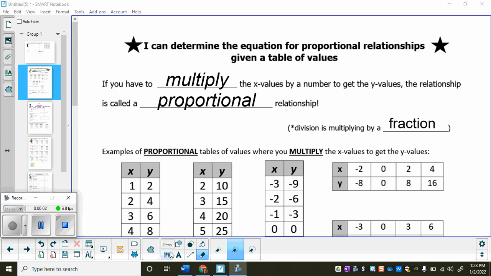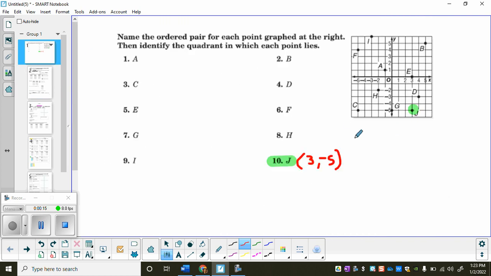Hey there, and in today's video what we're going to be looking at is a bunch of table of values where we're going to focus on ones that have multiplication involved. Before we look at anything today, I just want to give you a quick little refresher that we do know how to plot points and we know a little bit about our coordinate plane.